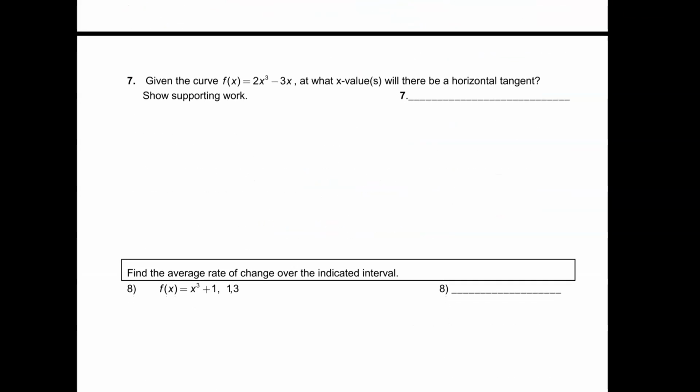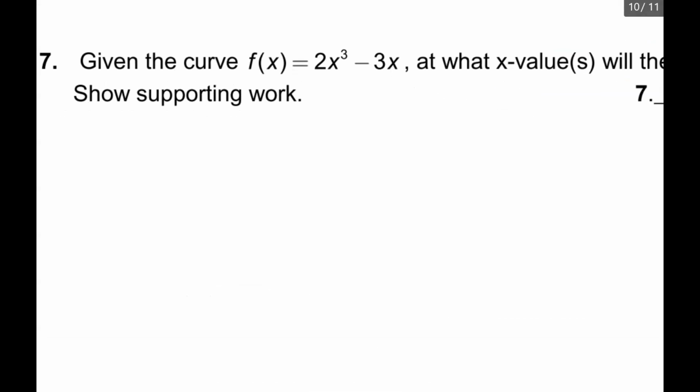Alright, given the curve, blah blah blah, at what x values will there be a horizontal tangent? Ooh, okay, so tricky. Horizontal tangent, if you think about it, if we have a horizontal line, and that is the tangent, the slope of a horizontal line is 0, aka, for which x values is our slope going to equal 0? So the first thing I need to do is find the equation of the slope. I need to find an expression for the slope.